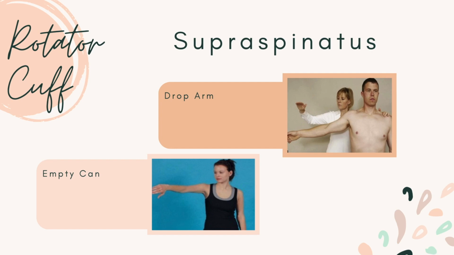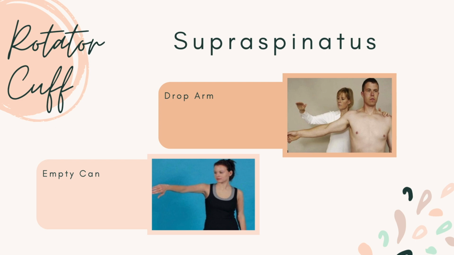Next, we're going to talk about the rotator cuff, and we're going to break it down by muscles. Starting with the supraspinatus, which initiates shoulder abduction. The two tests for the supraspinatus that we're going to talk about today are the drop arm test and the empty can. For the drop arm, you start by passively raising the arm to 90 degrees of abduction and ask the patient to hold that position.